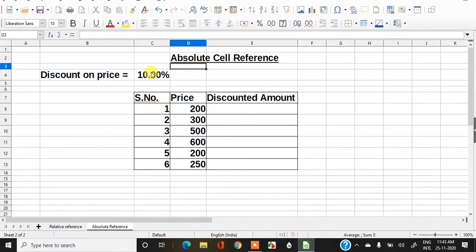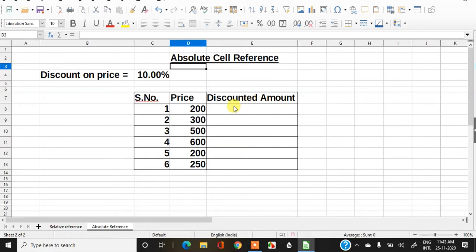This is the price, and the discount on it is 10%. Now you have to calculate the discounted amount when you apply the 10% discount on the price 200. What will the amount be here? You have to calculate this here. When you calculate this particular formula, this cell address will remain constant and the remaining entities will get changed. So when you keep one entry constant by putting the dollar symbol there, that is called absolute cell reference.